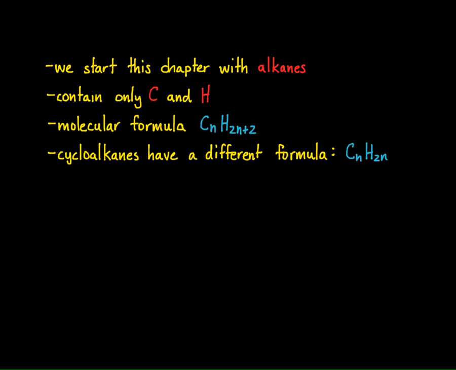Now this is a little bit tricky because what if you have a structure that has two rings? Well, again, for every ring you have to subtract two hydrogens. So if there's a two-ring system, it becomes CnH2n minus 2. If there's a three-ring system, it's CnH2n minus 4, and so on and so forth.